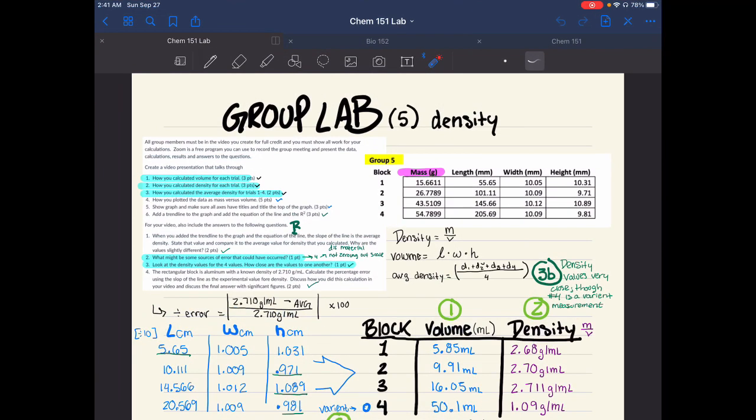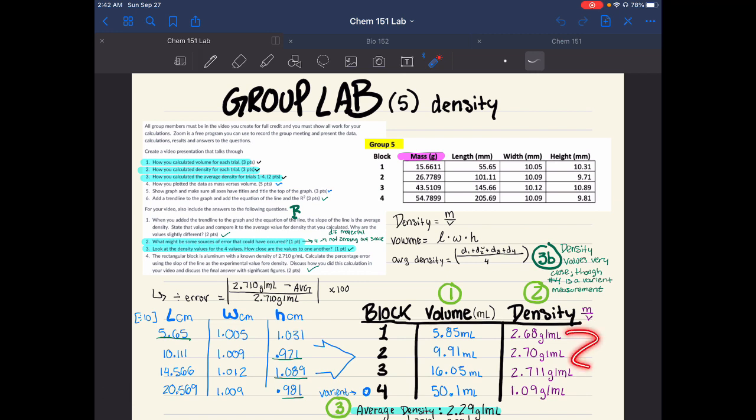All right, so for group 5, we had these measurements here. To find the volume, I used length times width times height. But to start, I took all of these millimeter measurements. I converted them to centimeters by dividing everything by 10. Once I got that, I got volumes in milliliters. Once I had volume, I took the mass measurements, divided them by the volume, and then got these density measurements.